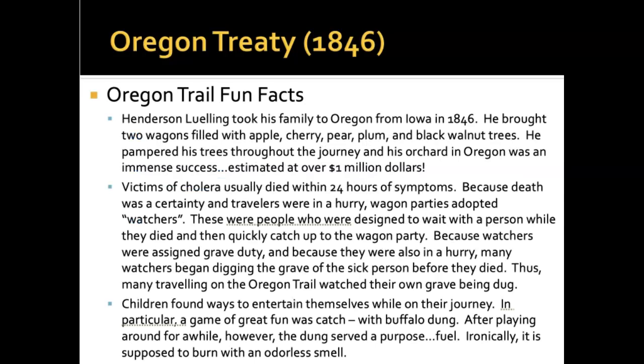You have some Oregon Trail fun facts here. I'm not going to read them, but read them for fun if you want to. Oh, it's not here. Anyway, later.